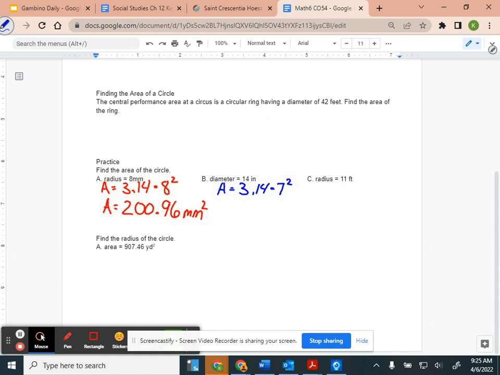What is 7 squared? Ryan? 42. I mean, my bad. Super close. That's 7 times 6. 49. 7 times 7 is 49. So you do 3.14 times 7 squared. 3.14 times 49 gets me what, Aiden? 153.86. And then our label is inches squared.